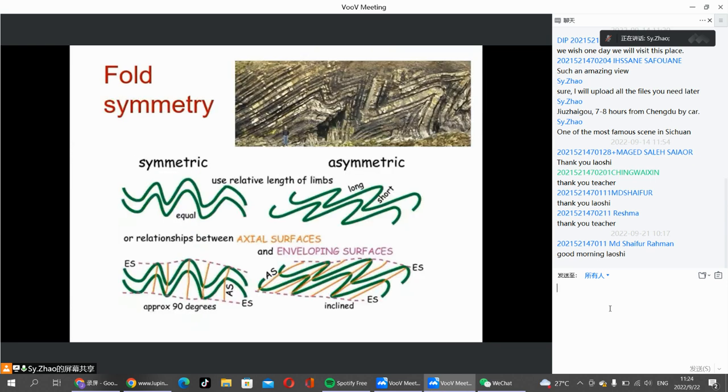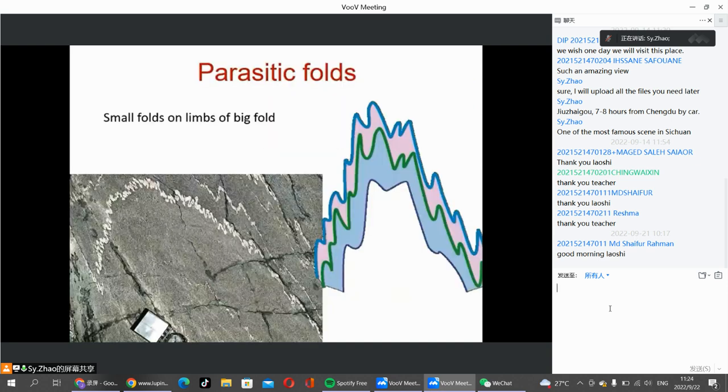And speaking of the symmetry of the folds, symmetric folds have limbs of relatively equal lengths, whereas asymmetric folds have a long and a short limb. And this has already been introduced just now.